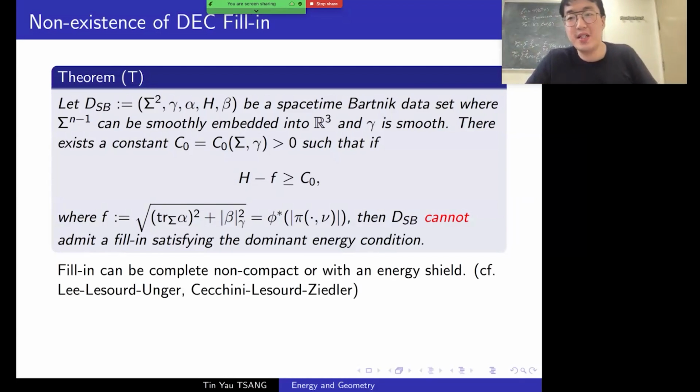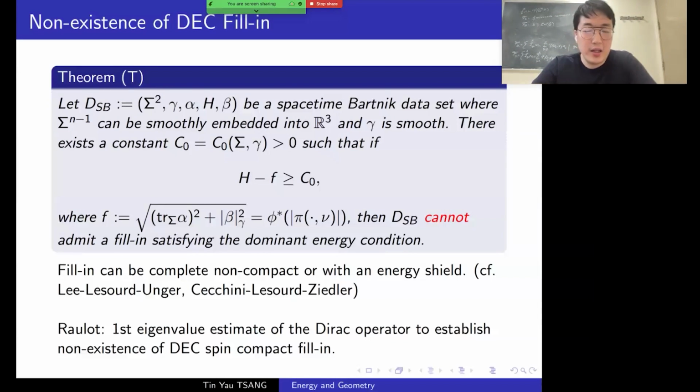And actually, there's a recent extension of the result. So a fill-in can be complete non-compact or with an energy shield in the sense of Lee, Unger. And actually, this improvement is by a recent proof of a positive mass theorem with arbitrary ends by Lesourd, Unger, and Yau. So actually, we can not only consider compact fill-in, we can consider complete fill-in as well. And then there is another perspective of DEC spin fill-in by using the first eigenvalue estimate of the Dirac operator to show the non-existence.